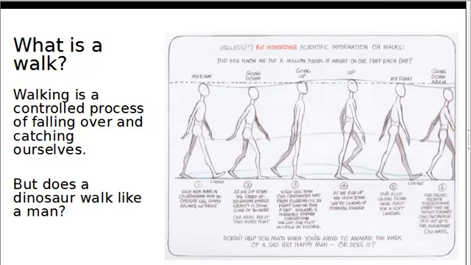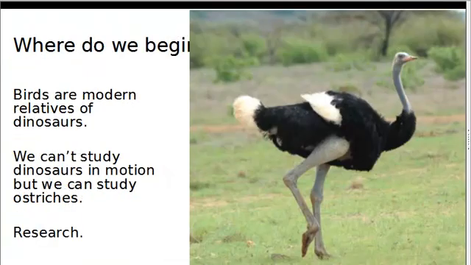At least the fundamentals are reasonably similar, because the dinosaur we're going to animate is a biped and humans are bipeds, and most of us walk in similar ways. This image here is taken from the Animator's Survival Kit, and this is a highly recommended resource for animating walks. So where do we begin?